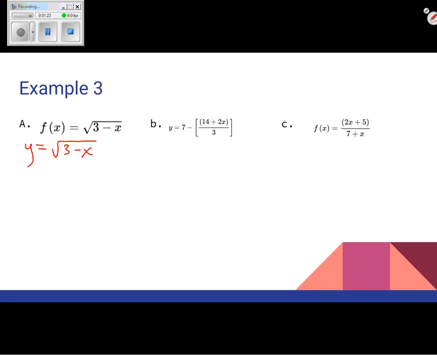Next, what I want to do is I want to make it so that this x right here is the only thing on the right side of the equation. So that's going to be done by squaring both sides. And then subtracting 3 from both sides. Now careful, I still have a negative x over there. I want to solve it all the way down for positive x. So dividing everything by -1 will give me a negative y squared plus 3 equal to x.